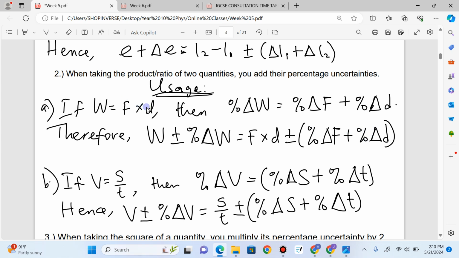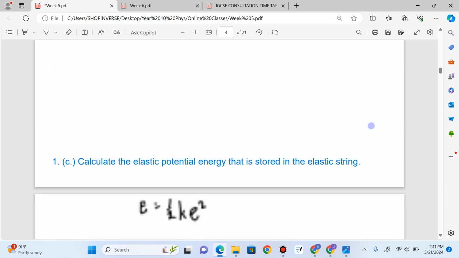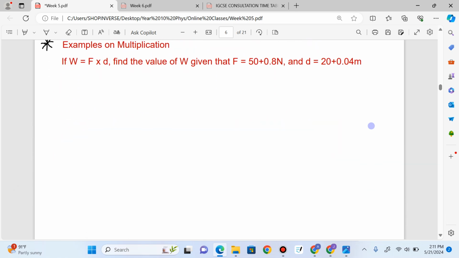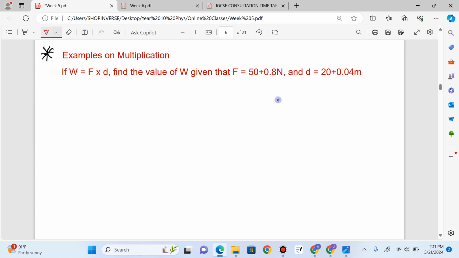So let's take an example that involves multiplication and we solve it together. We add the percentage uncertainty. Look at this question now. This is the question we were solving. How do you get the force, sorry, work? Work equals force multiplied by the distance. What is the force? The force is 50 plus or minus, this is the absolute uncertainty given to us.